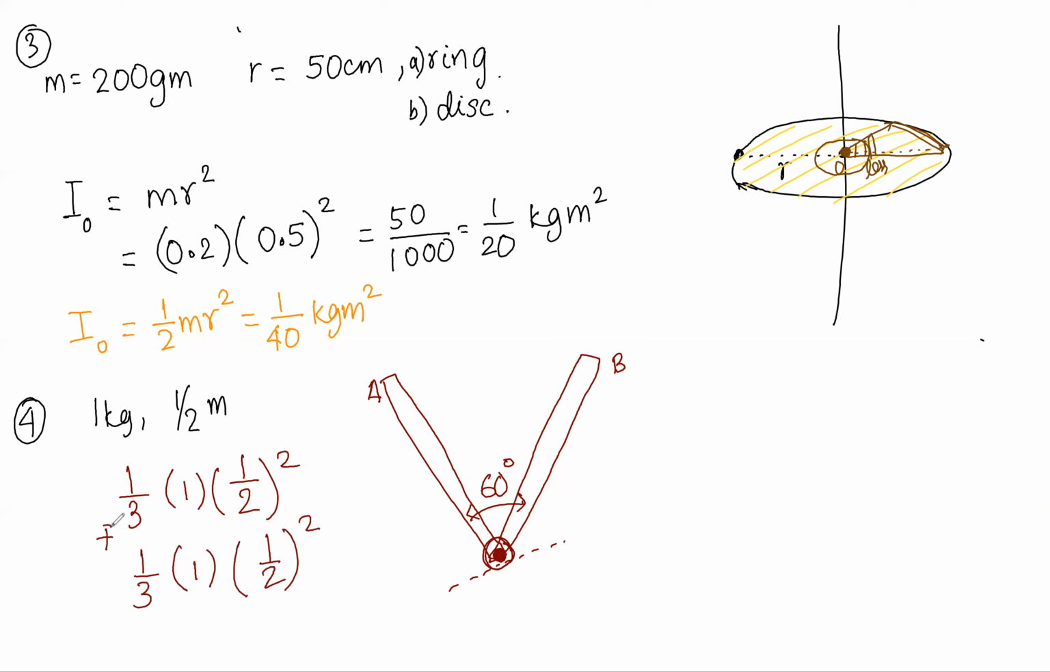What is the moment of inertia of the system? You can add the moment of inertia of both the rods and find the total moment of inertia of the system like this. So 1/3 into 1 into (1/2) squared, plus 1/3 into 1 into (1/2) squared. So how much is that? 1/4 into 1/3, 1/12 into 2, 1/6 kg meter squared.